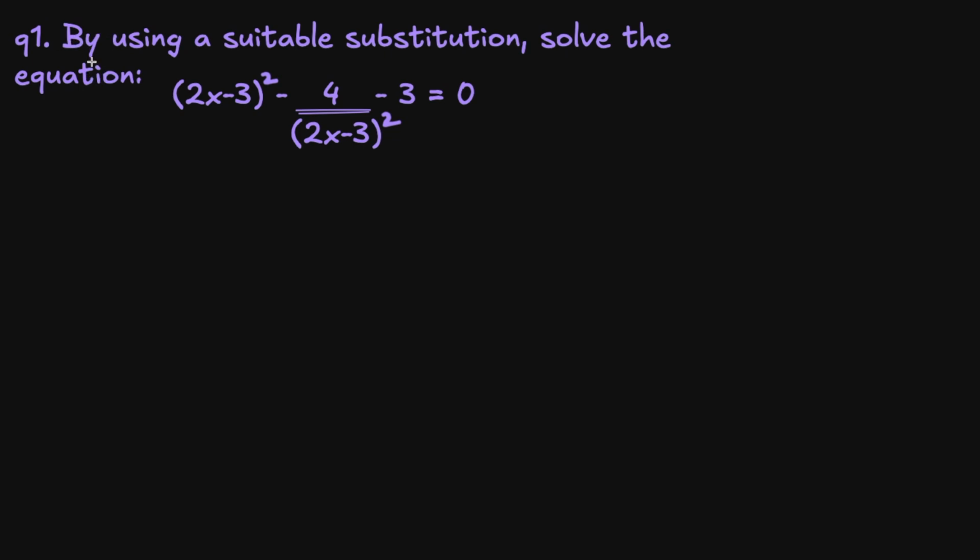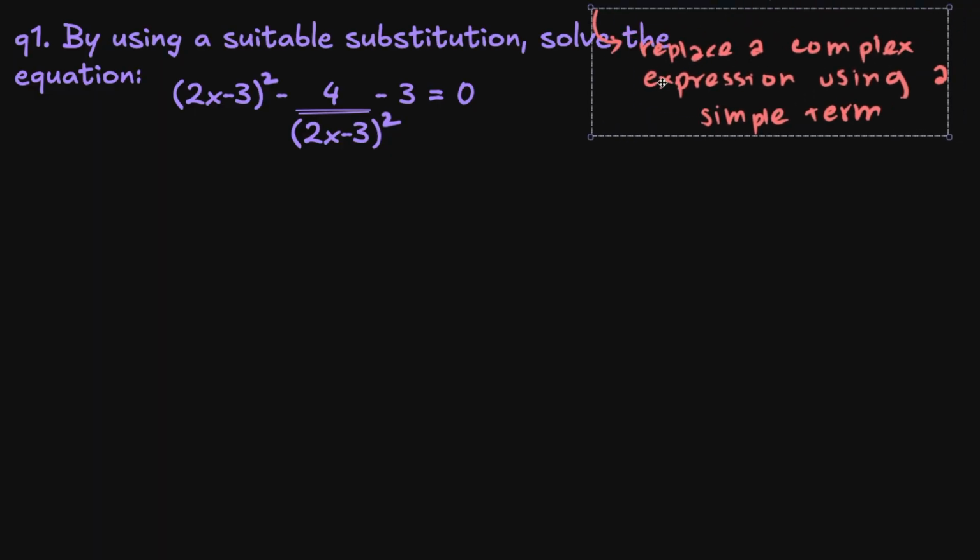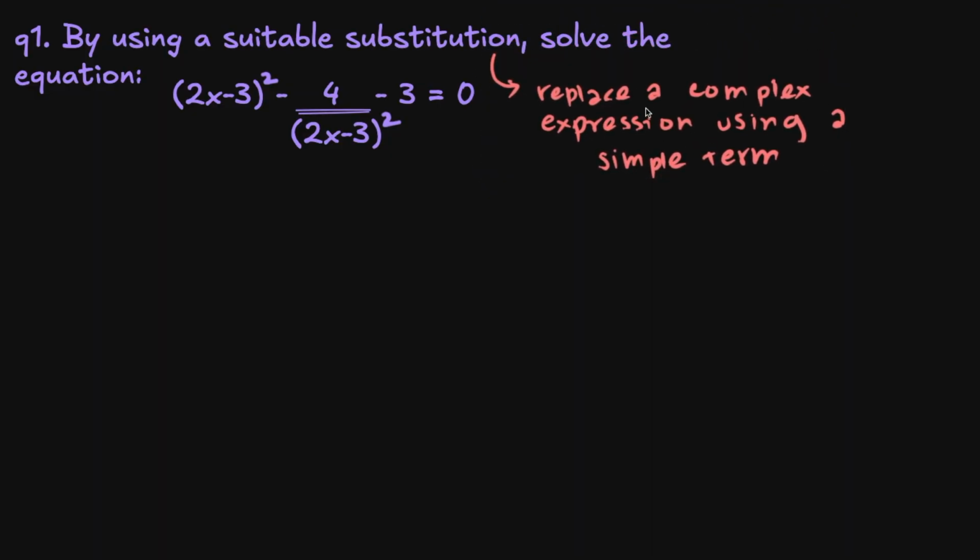Question 1. By using a suitable substitution, solve the equation. Now when we're talking about solving the equation with substitution, we are talking about replacing a complex expression using a simple term. Now what is the most complex expression in our equation? Well, that's going to be the (2x - 3) squared.